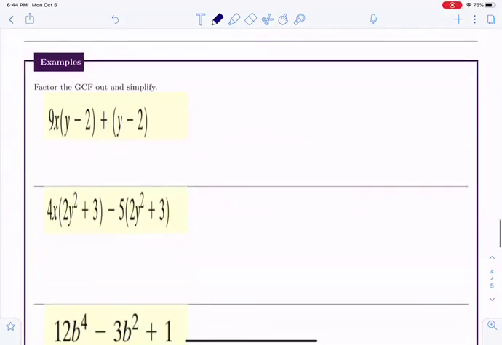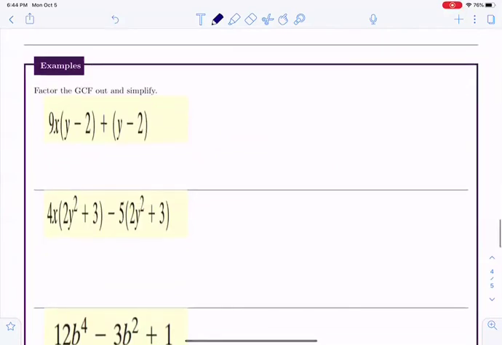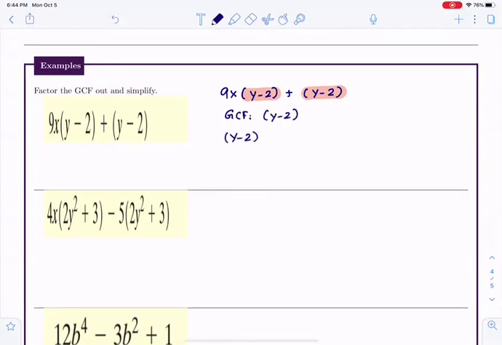So just by looking at this problem, we have 9x multiplied by y minus 2 plus y minus 2. We have y minus 2 in common, so the GCF is y minus 2. And if I pull out y minus 2 from the first term, I would leave behind 9x. If I pull it out from the second term, I'm going to leave behind 1.